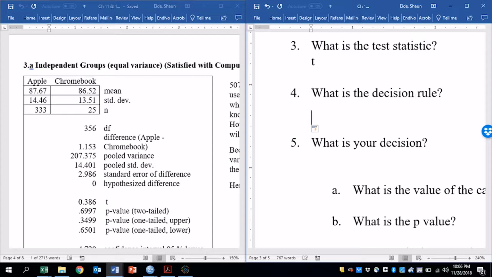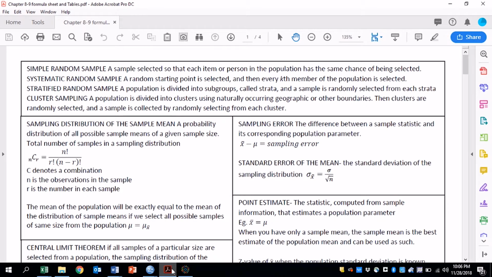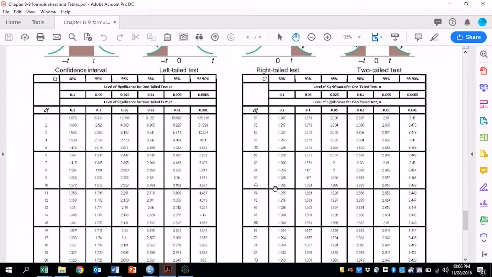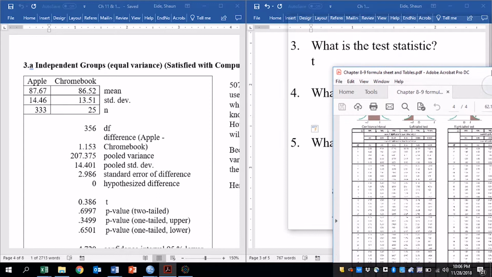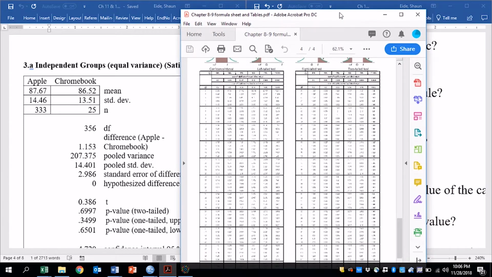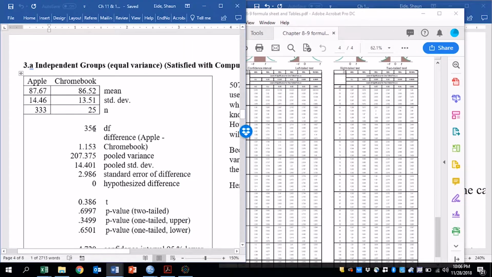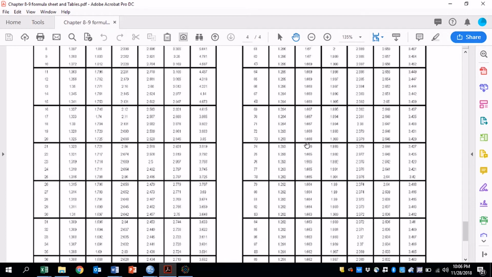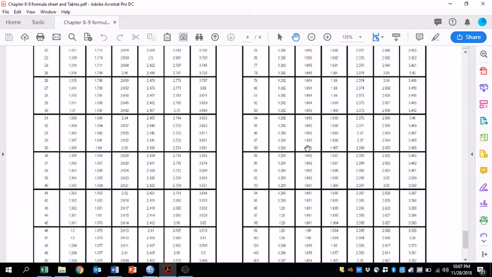The decision rule is, first of all, let's pull out the T distribution. Okay, so we've got the T distribution right here. So how many degrees of freedom do we have? We have 356 degrees of freedom. You can see the 356 right here. That's a very large sample. And as the sample gets larger and larger, the significance values in the T distribution approach the Z values. So coming down here, I'm going to zoom in a little bit.